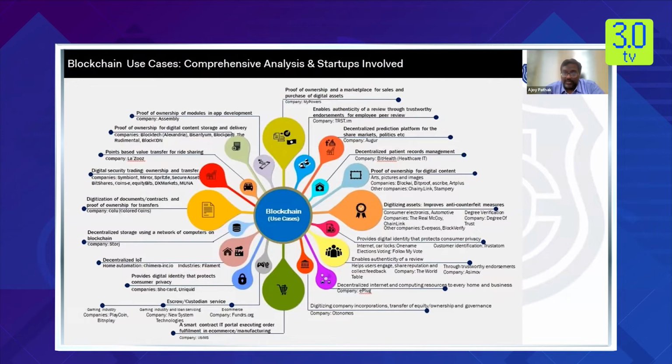Decentralized internet and computing resources to every home and businesses could be provided. Digitized company incorporations, transfer of equity ownership and governance can be executed over here. Smart contract, IT portal, executing order fulfillment, e-commerce and manufacturing. All these things will be impacted. Now, again, escrow, custodian services, providing digital identity that protects consumer privacy is something that we have been talking about a little bit. Decentralized Internet of Things.